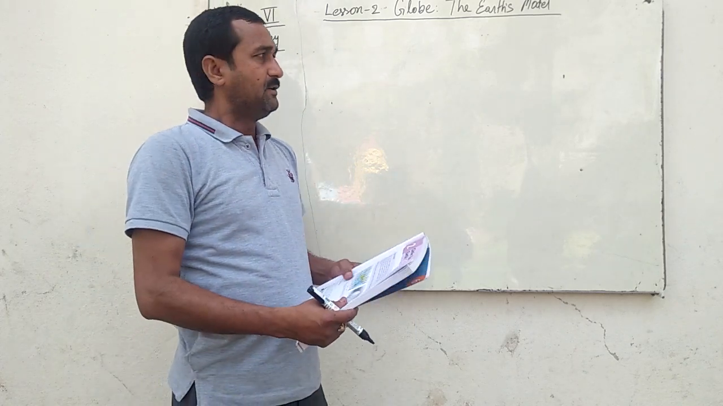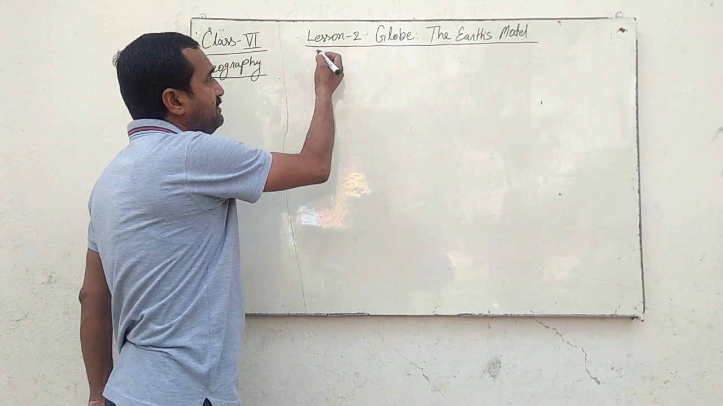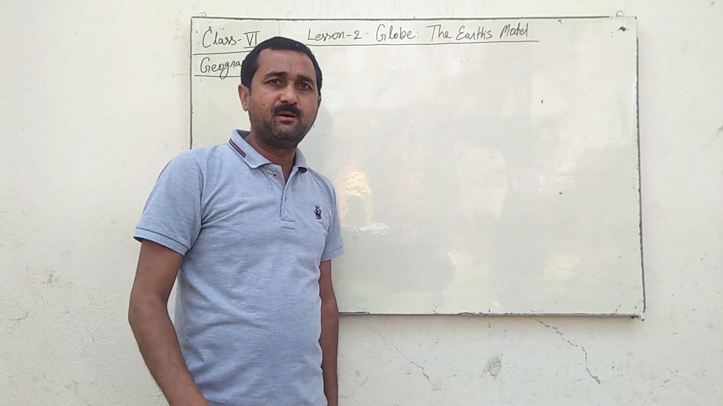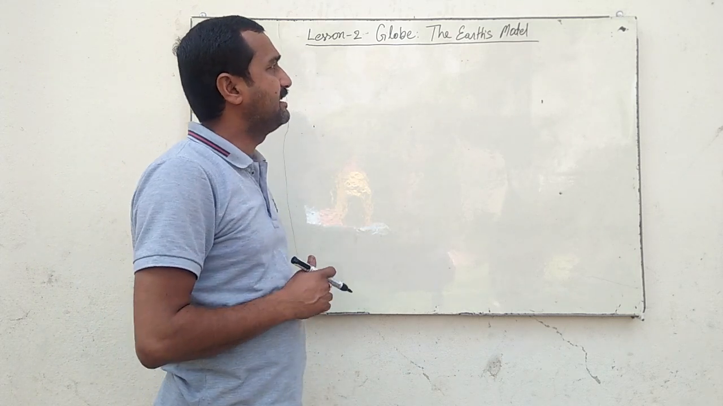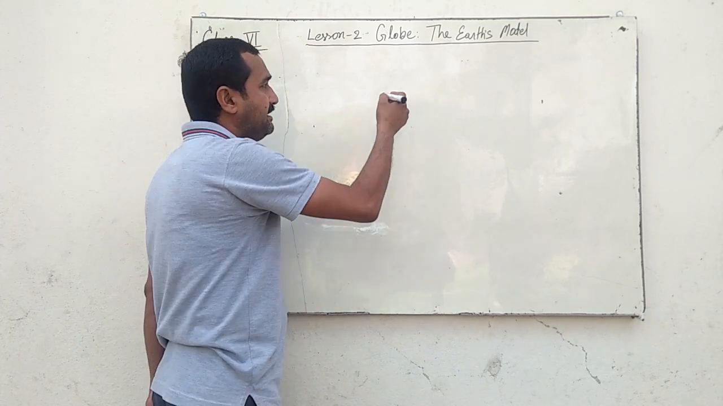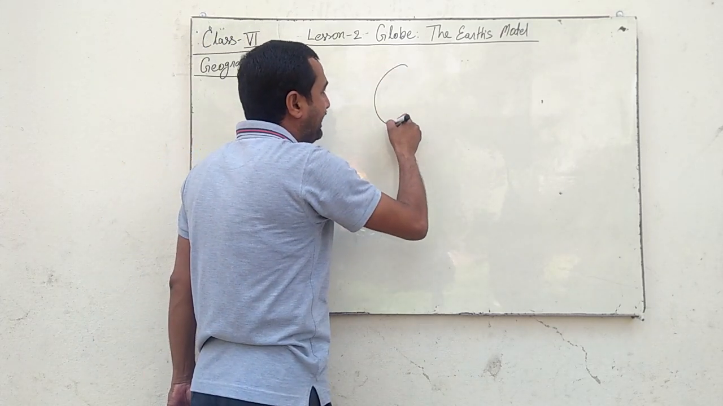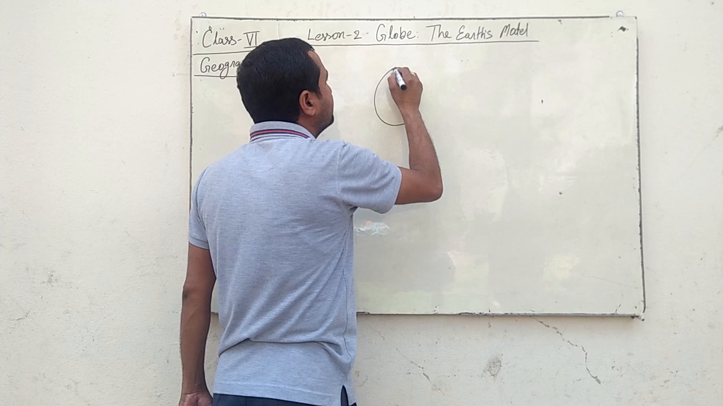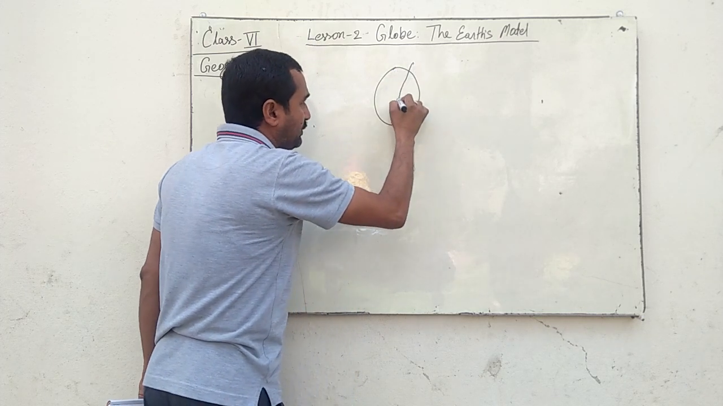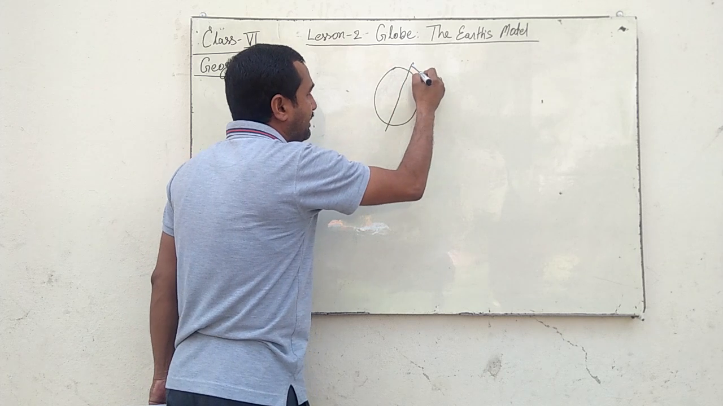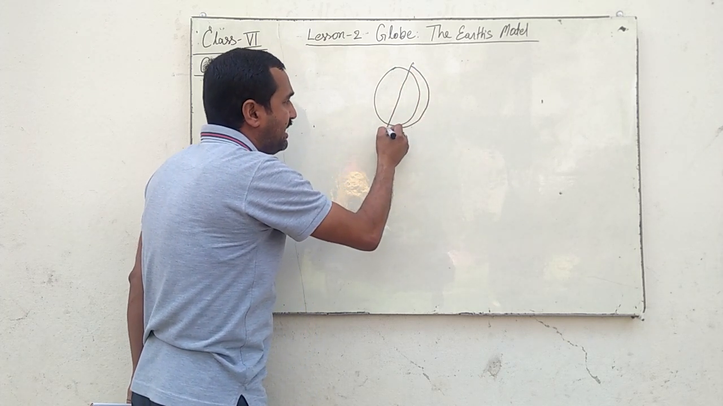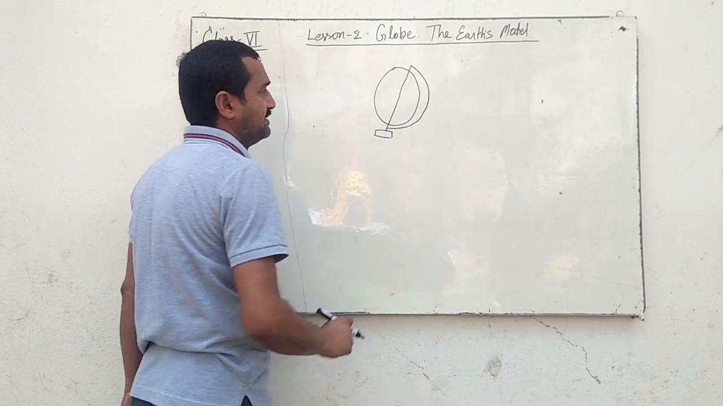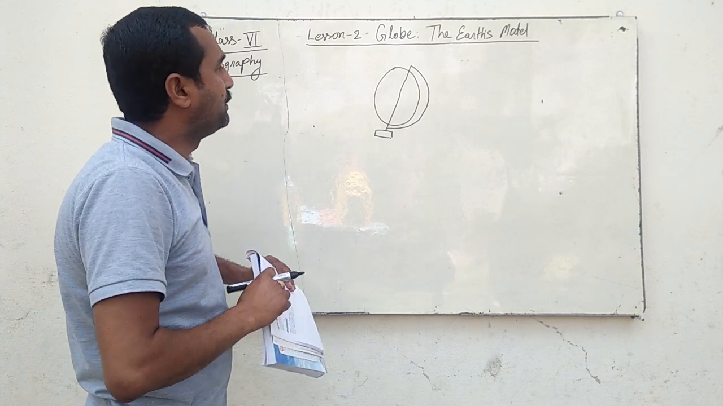Hello children, today I am going to teach you lesson 2, Globe the Earth's model. Children, why is the globe called the Earth's model? It is because the globe exactly represents the Earth as it is, as we have in the real sense. It is a small model of the Earth.